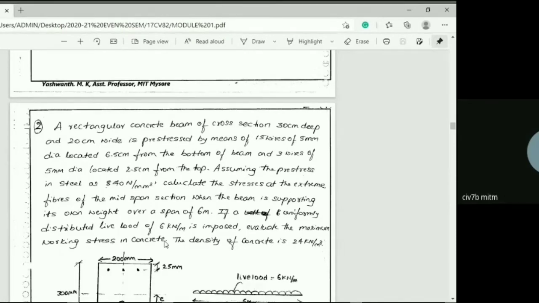In the PSC, design of pre-stressed concrete element, each problem will be unique. So you need to thoroughly read the problem, what exactly they have been given, and what exactly we need to calculate. Is it clear? So this is the problem.